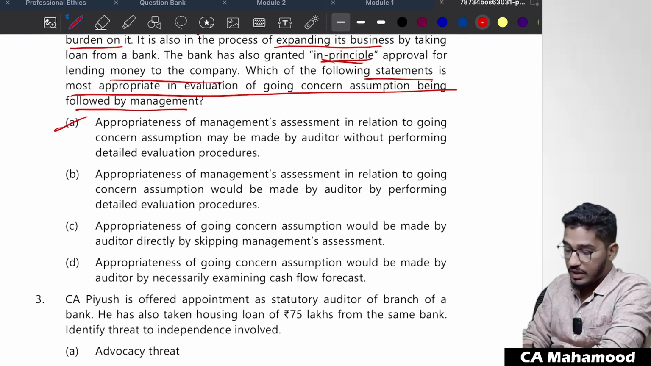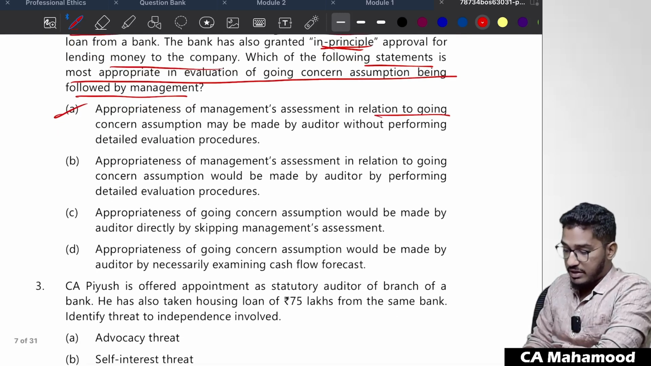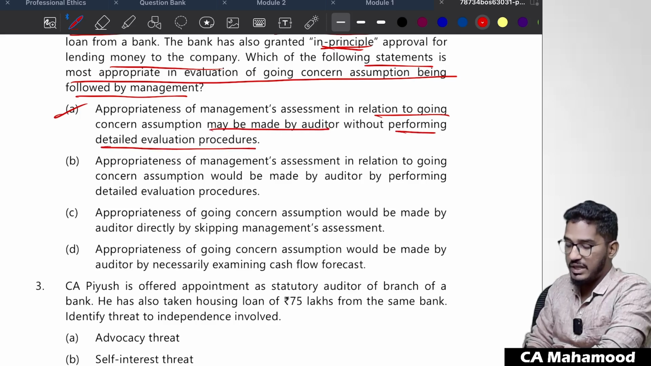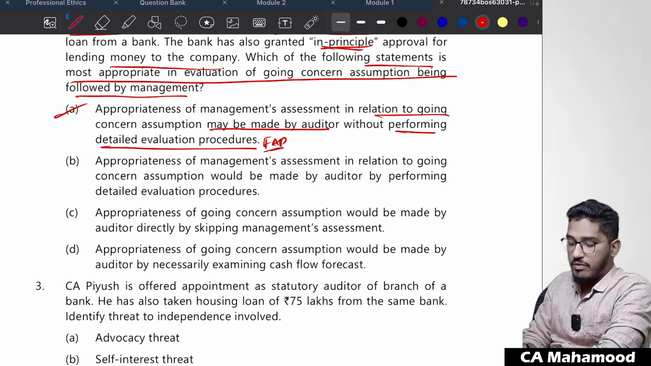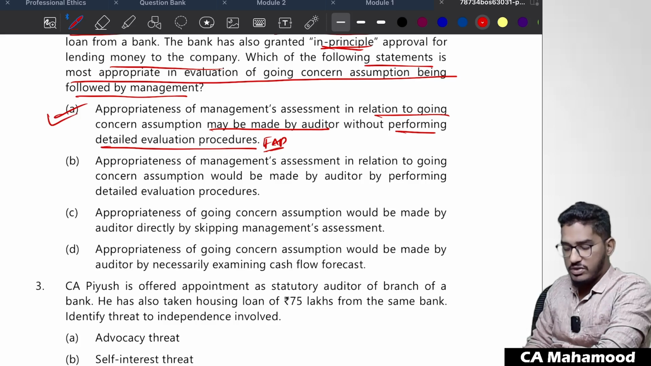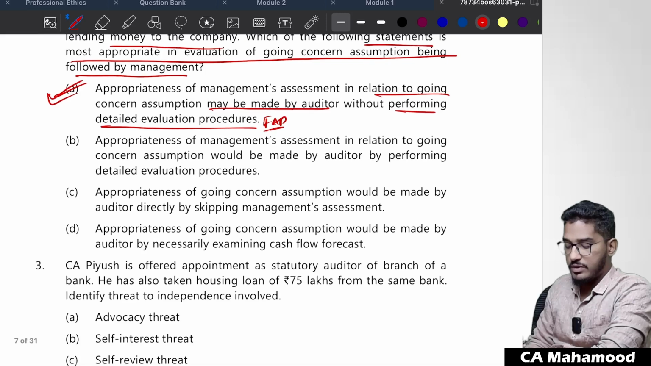Let us see. Appropriateness of management's assumption in relation to going concern may be assessed by the auditor without performing detailed evaluation procedures. Yes, you can evaluate whatever assessment management has done regarding going concern, but there is no need to perform detailed evaluation procedures or further audit procedures. Why? Because there are no events or conditions which cast a doubt regarding going concern. So you can evaluate whether the management's going concern assumption is valid, but no need to perform in-depth audit procedures. Yes, this option sounds good.